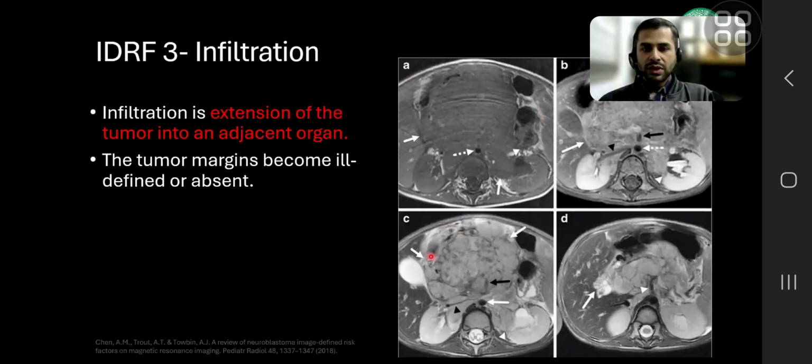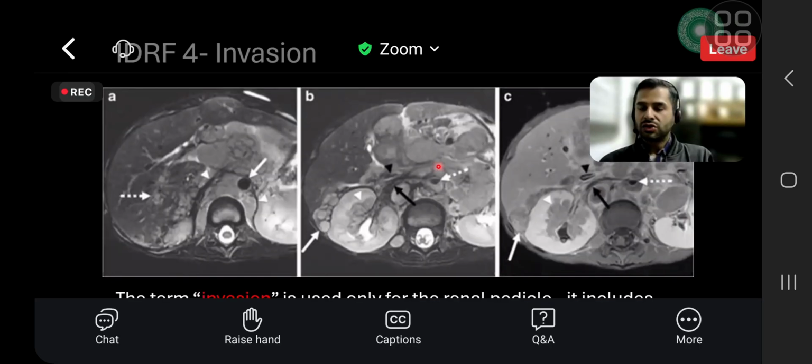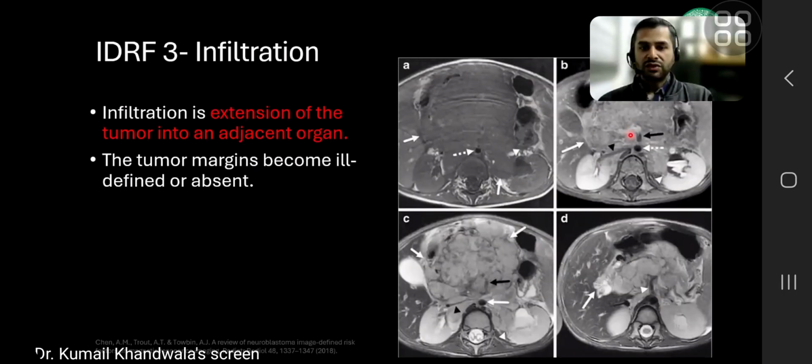So on these images, you can see that there is a large neuroblastoma in the retroperitoneum. Additionally, there is complete encasement of the abdominal aorta. There is complete encasement of the superior mesenteric artery as well. So these are additional image-defined risk factors for encasement. And over here, you can see that there is complete loss of intervening fat and infiltration into the porta hepatis of the liver. So this is positive for infiltration.